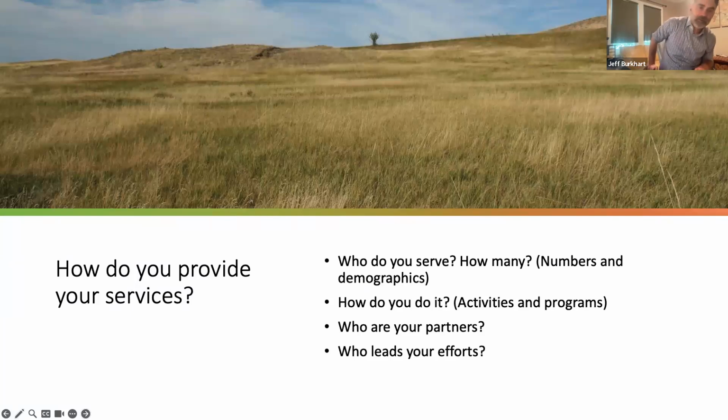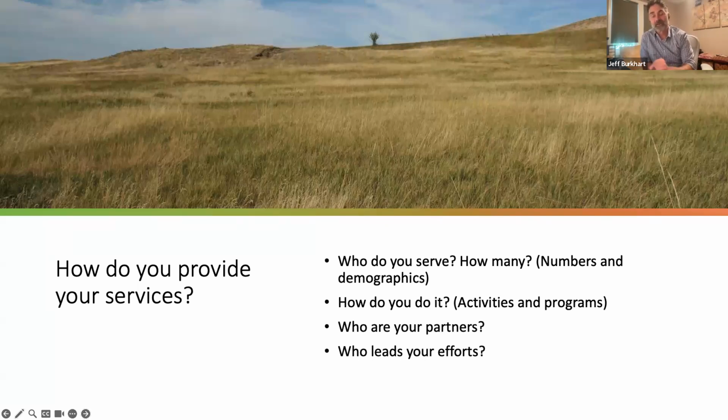And so then we get into the heart of the proposal. When we really think about the program design, we want to know who you serve, how many people. So your numbers, your demographics. And again, think about ways that you can demonstrate that you've given a lot of thought to things that have not worked and how you can improve them.